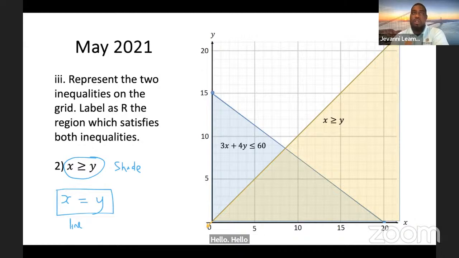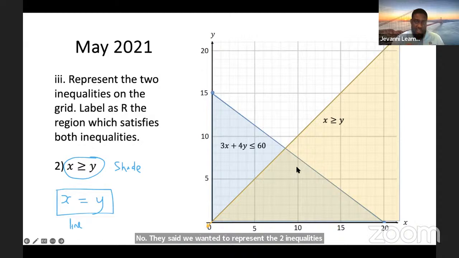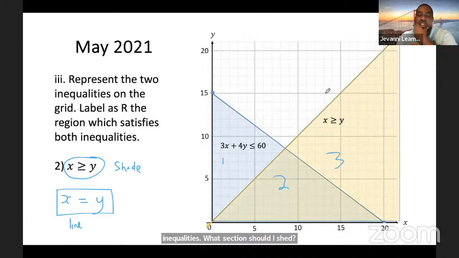Now, this said we wanted to represent the two inequalities on the grid, which we just did by shading them in blue and yellow respectively. Now they want us to label the region which satisfies both inequalities. What section should I shade? I'm going to put 1 right here, 2 right here, and 3. Which region should I shade? 2. Why do I shade 2? Because I already said what inequalities mean.